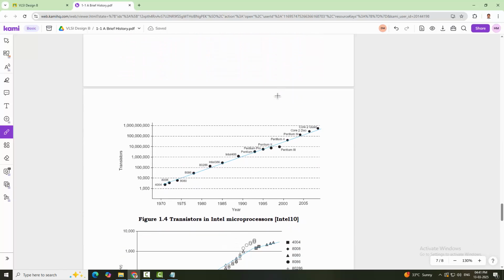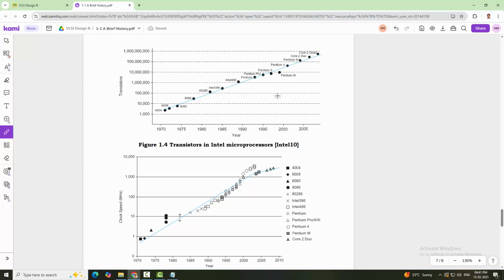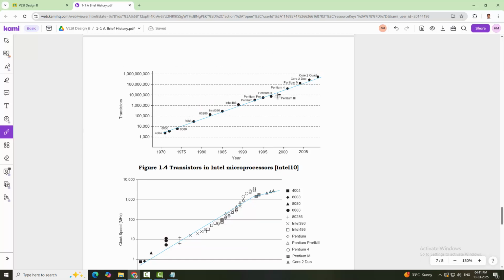Okay, and next we move on to the upgrade in transistors. Here we see an x-axis with the year and a y-axis with the number of transistors, going up to 10 to the power of 9. In 1970 we started with the 4004. That was the 4-bit microprocessor, which typically we call a calculator.